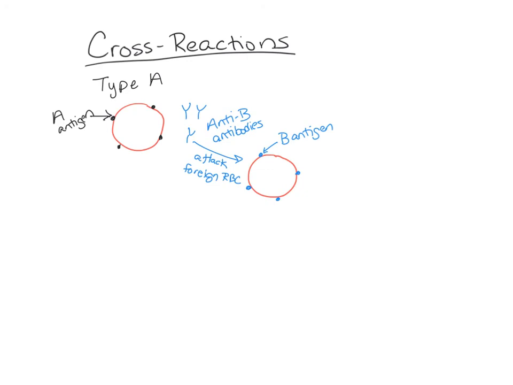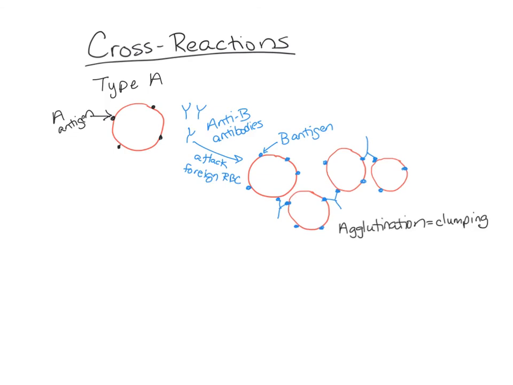So these Y-shaped antibodies will bind to the foreign red blood cells and cause those red blood cells to clump together. The clumping is called agglutination. And so another name that we give to the antibodies in plasma corresponding to blood typing is agglutinins, because they will cause agglutination. When agglutination occurs, it occurs because of a cross-reaction.